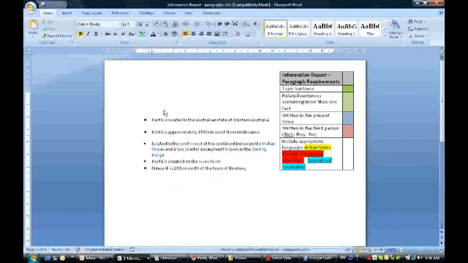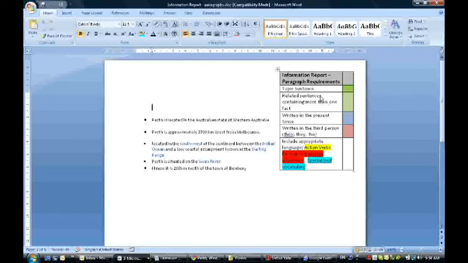Okay, what you can see over here on the right is a little checklist of what paragraphs inside information reports have. So we can see at the top we have topic sentences. That's one sentence that explains and introduces what the paragraph is going to be about, followed by related sentences containing more than one fact. Okay, so then the related sentences would need to relate to the topic sentence.